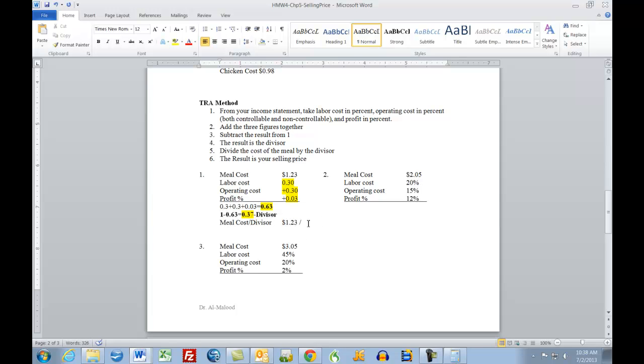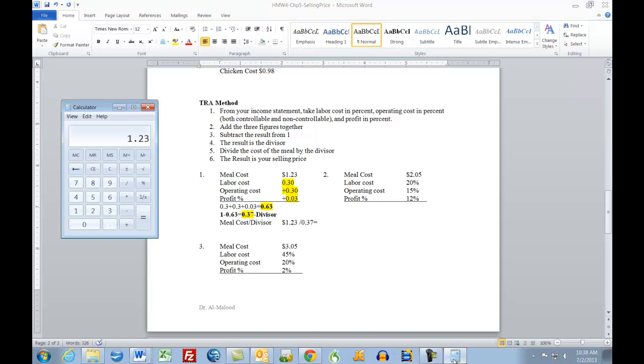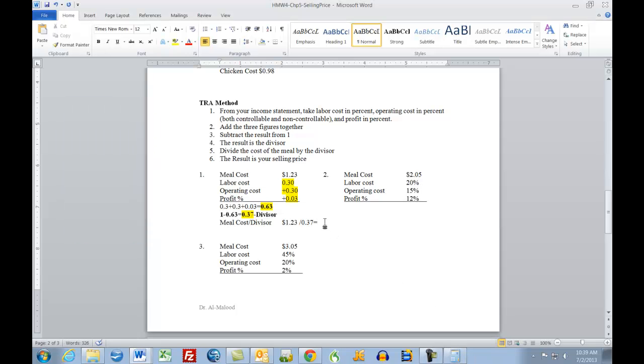So $1.23 divided by 0.37 to get your selling price. I'm going to take $1.23 divided by 0.37, and that is going to give me an estimated selling price of about $3.32. So this is how you basically solve that particular problem using the TRA method.